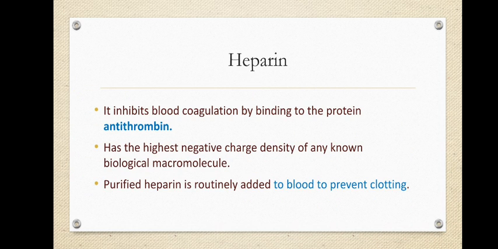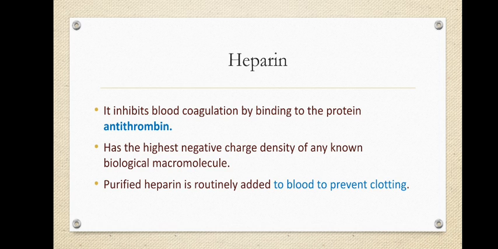This heparin is an anticoagulant, we said, and it prevents coagulation of the blood by binding to a protein called antithrombin. So this antithrombin will then bind to thrombin. When heparin binds to antithrombin, antithrombin will bind to thrombin, so that no activation takes place and no blood clotting occurs. It is used in preventing clotting.